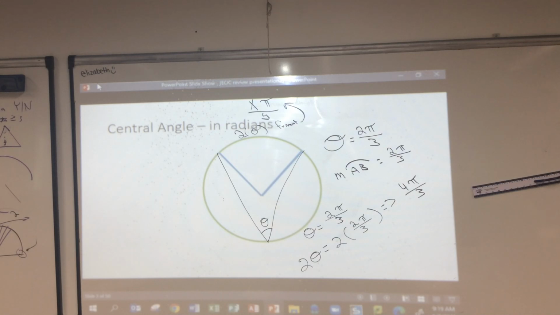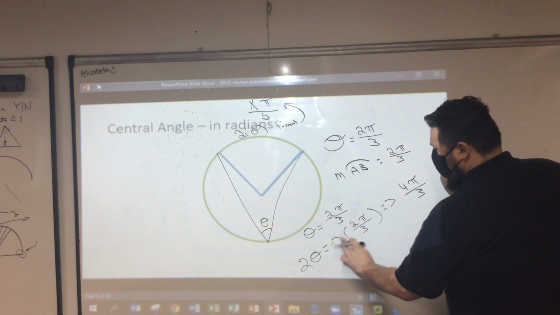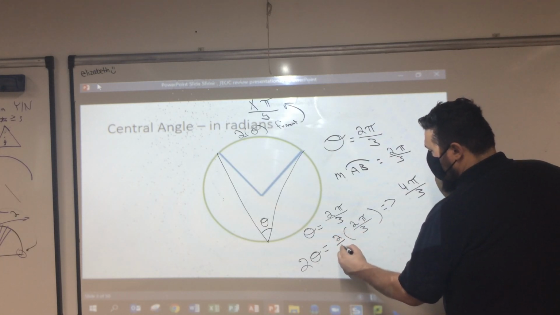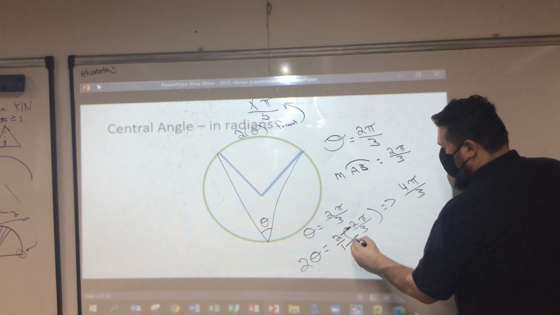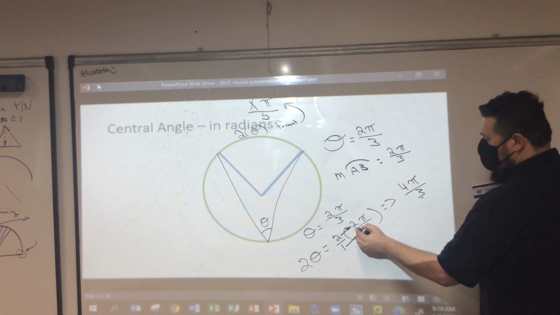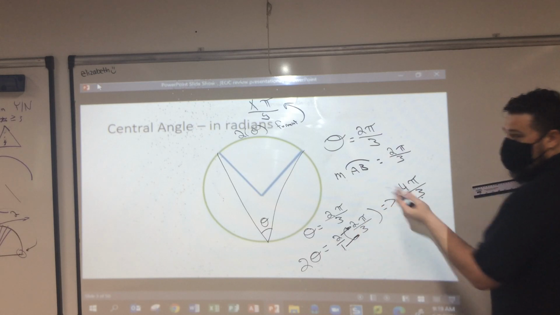You just multiply the top number. Yep, so this is 2 times 2 pi thirds, and if you want to think about it this way, isn't 2 just 2 over 1? And then we go straight across. So 1 times 3 is 3, and 2 times 2 pi is 4 pi.